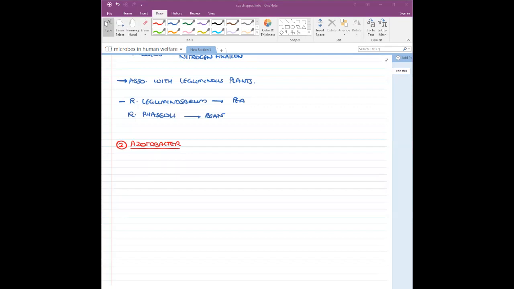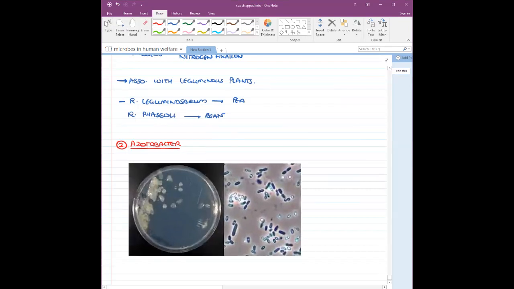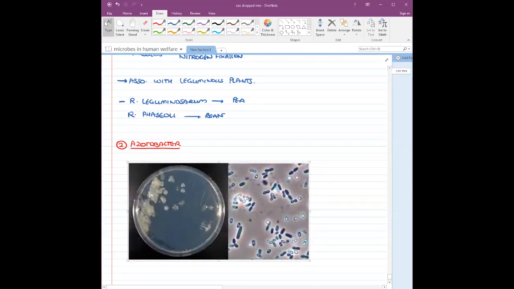Okay, so guys, when we talk about azotobacter, this is going to be a free living organism. When we cultivate it in labs, it is going to produce mucus kind of colonies. It is very ropey kind of colonies.